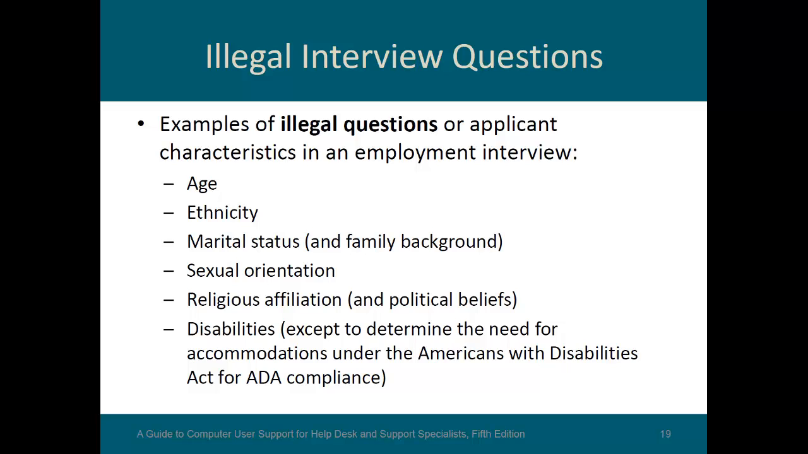There are some types of illegal questions, so if you flip this around and you are the interviewer, there are certain things you cannot ask. Age, ethnicity, marital status, anything about kids, sexual orientation, religious affiliation, disabilities, except to determine the need for accommodations under the ADA. So you need to ask the question, do you have any disabilities that would keep you from performing this job, or are there some aids that we are able to provide that may compensate for that? If the answer is that they do have disabilities and there are no accommodations available, then you do not have to hire that person.